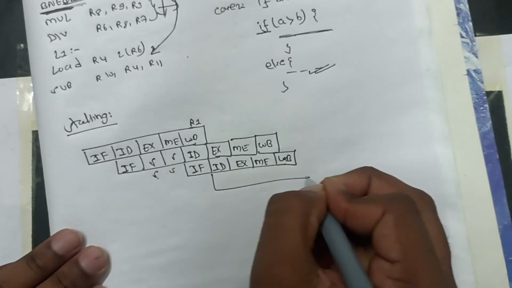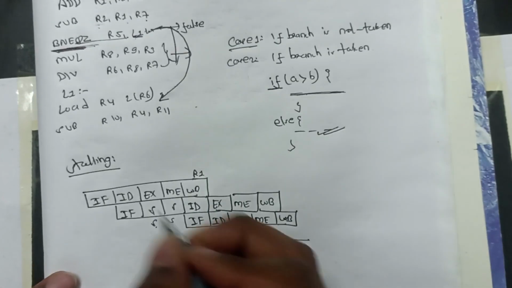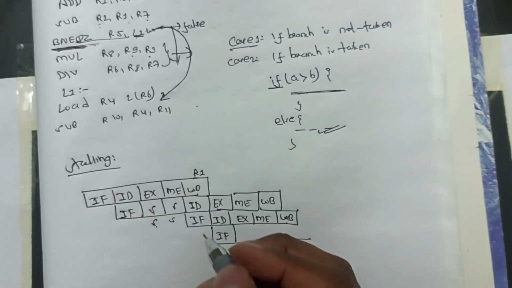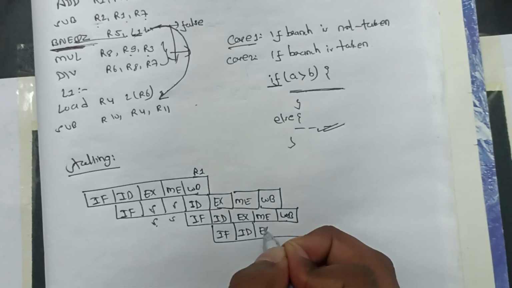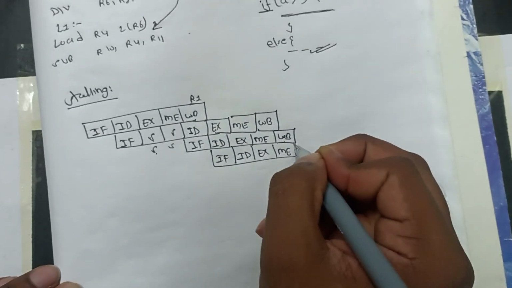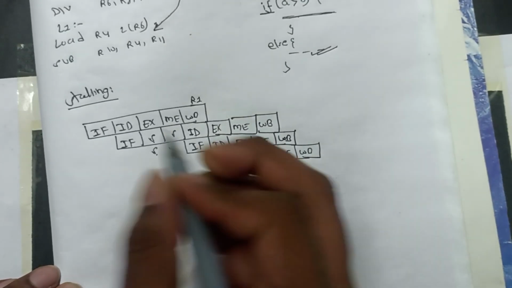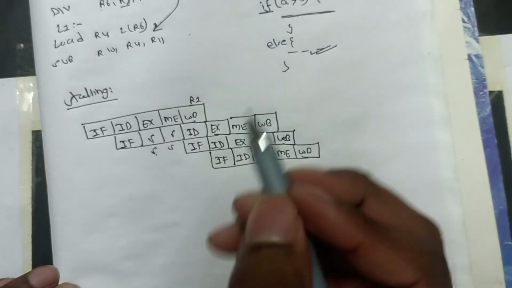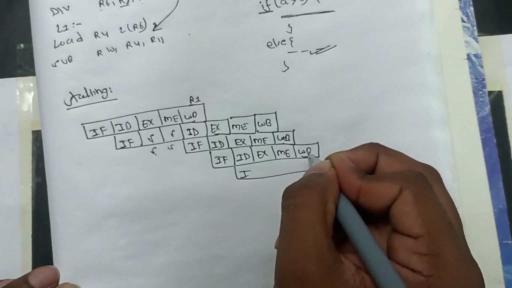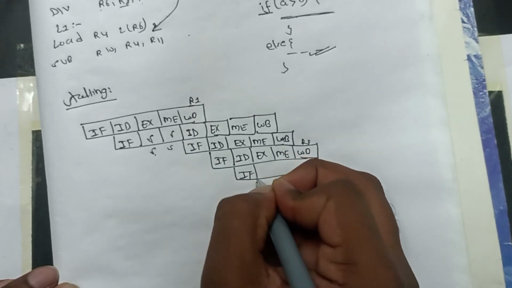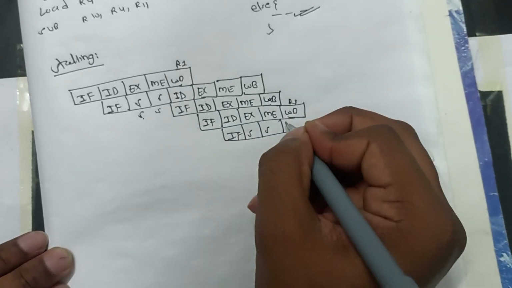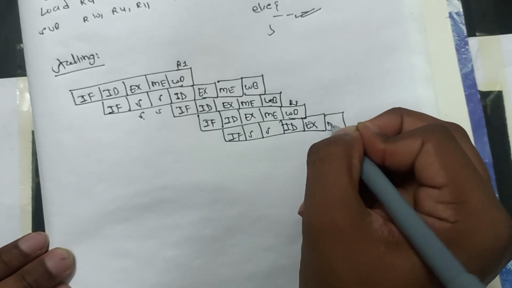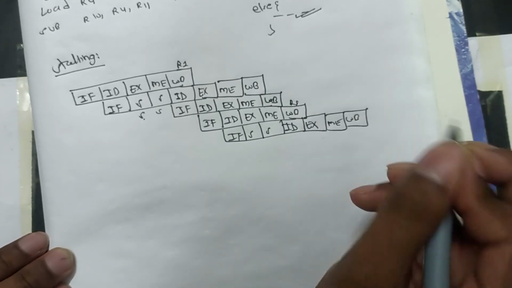Multiply with R9 and R3 is dependent? No. IF, ID, EX, ME, WB. Divide R6, R8, R7 is dependent? Yes, on R8. It means I get R8 from here. IF, stall, ID, EX, ME, WB.